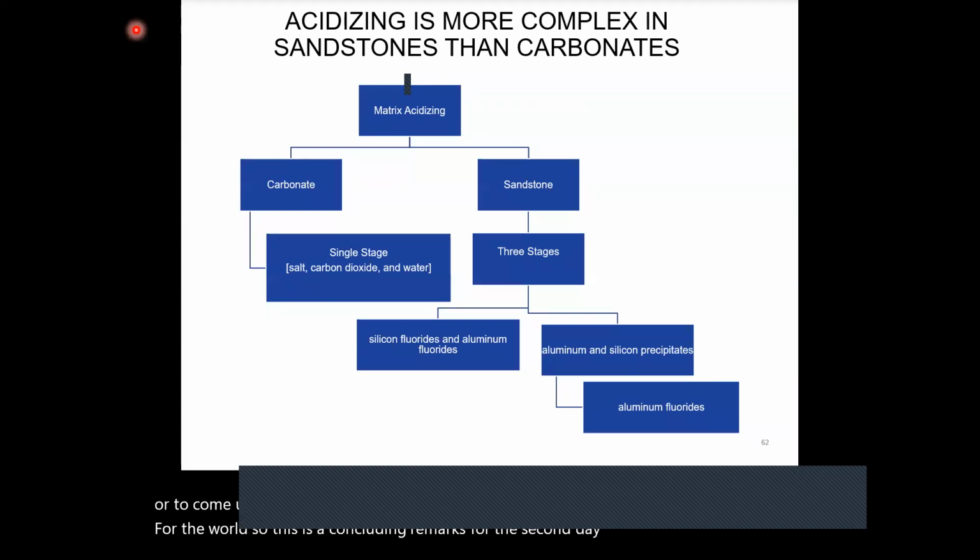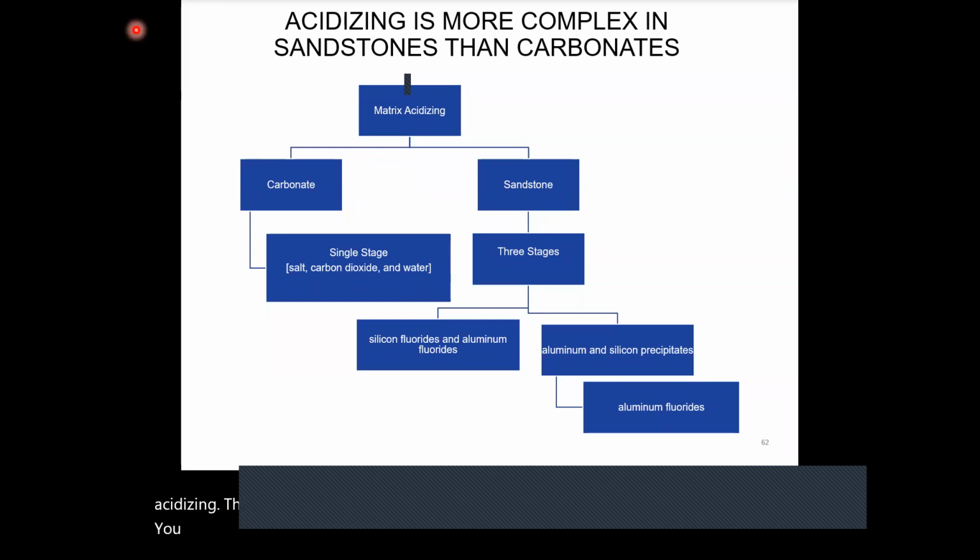Acidizing is more complex in sandstone than carbonates. As you can see, matrix acidizing is classified into carbonate and sandstone. For carbonates we can have only one single stage. However, for sandstone there will be several stages, and these stages complicate the sandstone acidizing.